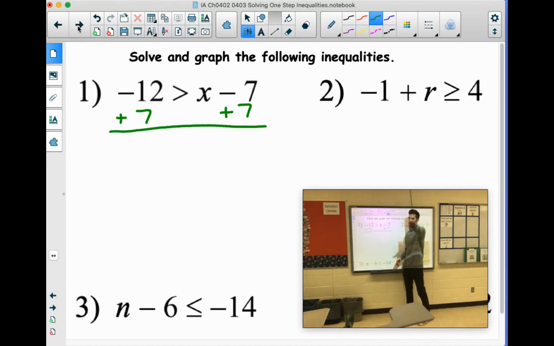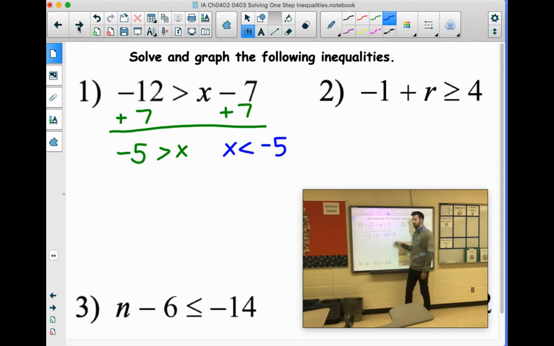Negative 12, you owe grandma $12. Positive 7, you have $7. So you're still short $5. So we have negative 5 is greater than x. So this can also be written in reverse. If negative 5 is greater than x, you can also write that as x is less than negative 5. They're the same thing. So it doesn't matter.